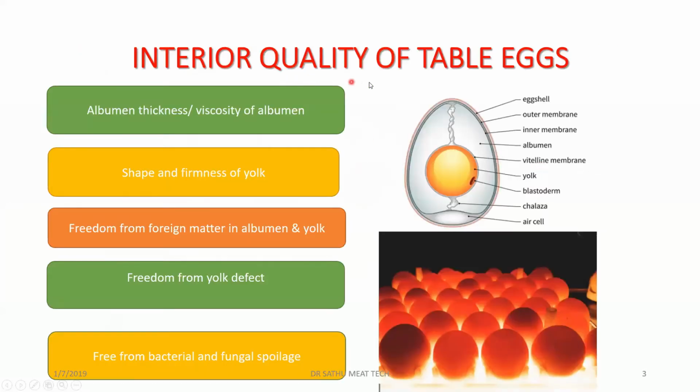So coming to the interior quality of the table egg, we know that in the interior there is albumin, then there is a thick albumin and the thin albumin. Then we have the yolk. The albumin and yolk is separated by the vitelline membrane. In the albumin, we'll see different qualities: how thick is that albumin, whether it has changed into watery form or not. Then in the yolk also we'll see the shape, the color, and how firm the yolk is.